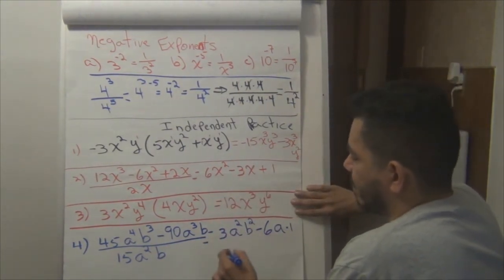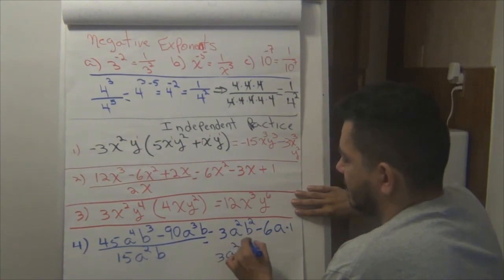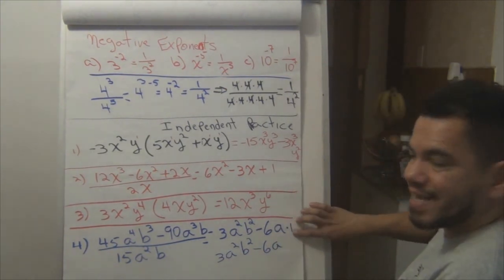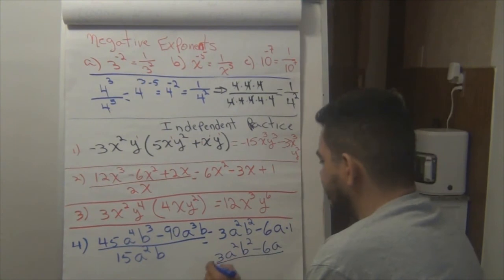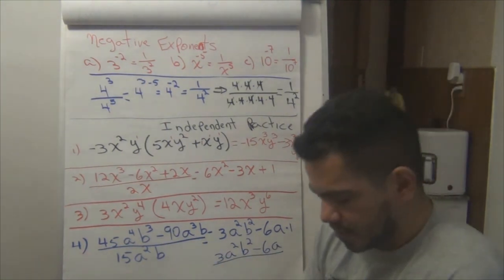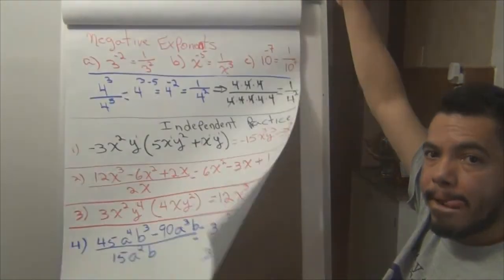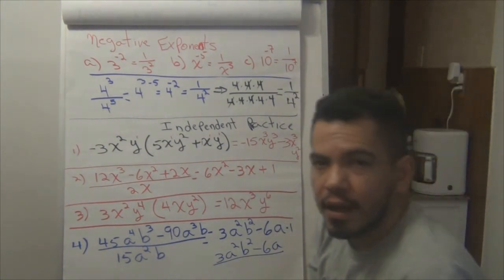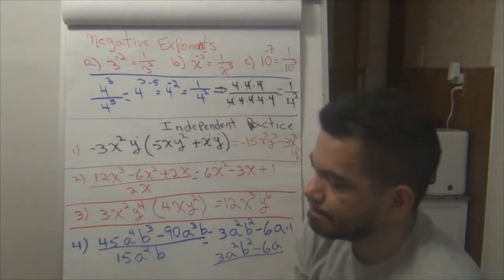Alright, so then at the end, my answer would be 3a squared b squared minus 6a, because 6a times 1 is 6a. Got it? So that's it. Alright, so I'm gonna stop right now because I need more paper, because as you can see, I kind of ran out of paper. And I'm gonna continue with this lesson number 5 later.